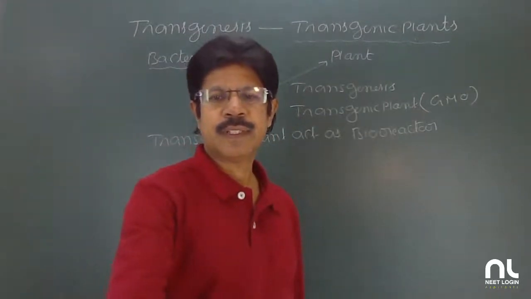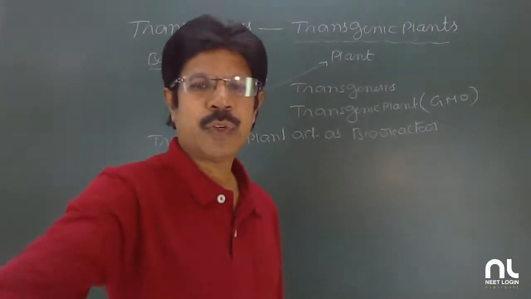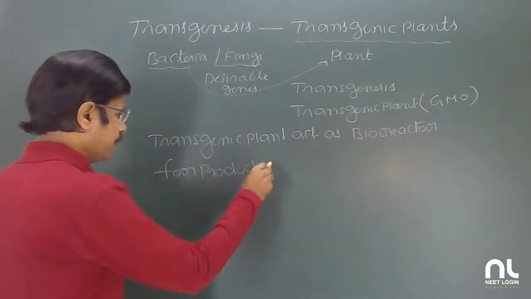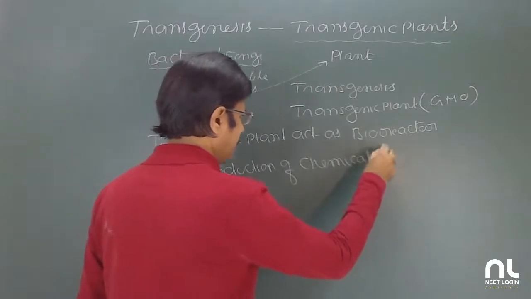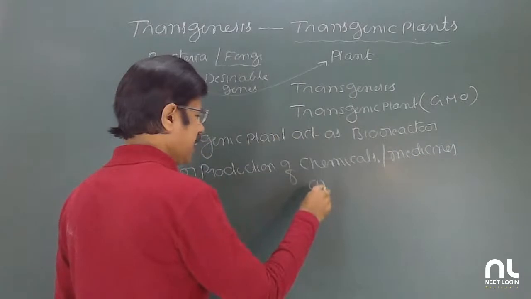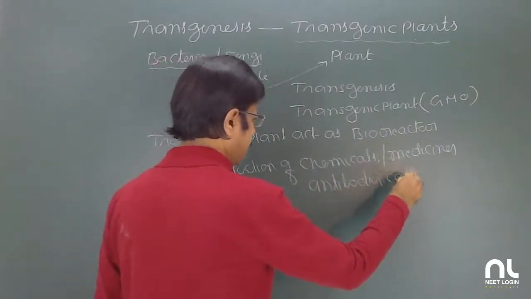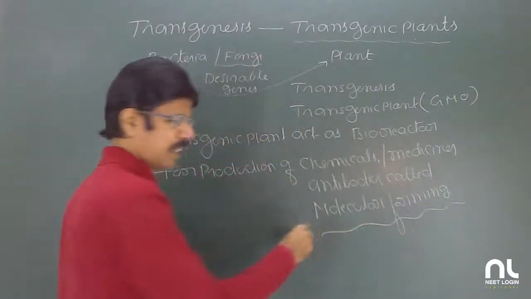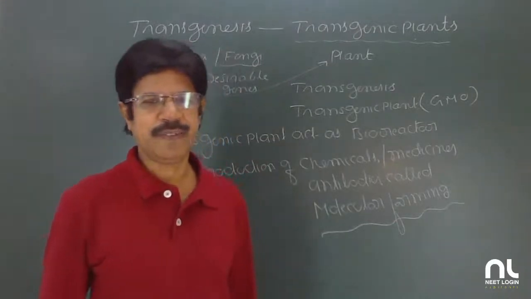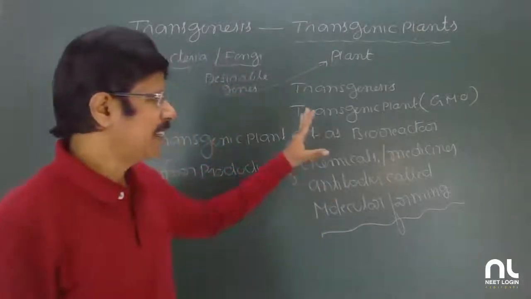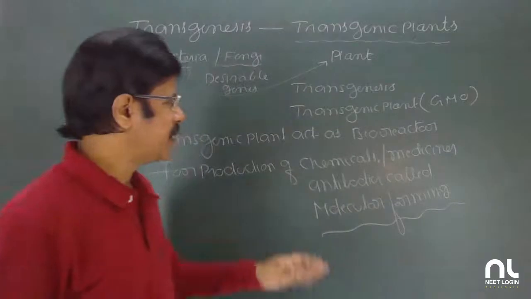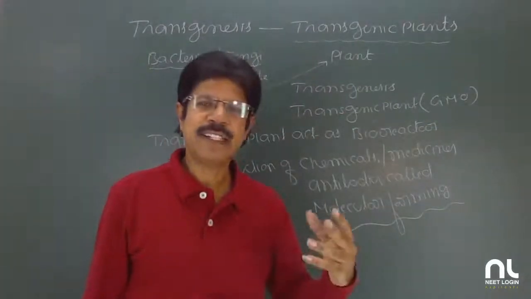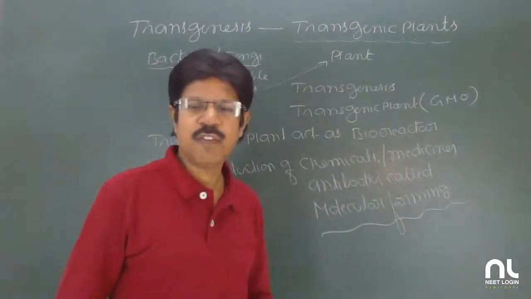So the transgenic plants act as bioreactors for the production of chemicals, medicines, and antibodies, called molecular farming. It is a kind of farming. What do you call it? Molecular farming. In molecular farming, which is the bioreactor? Transgenic plants are the bioreactor. How are they made transgenic? By transfer of genes from unrelated organisms like bacteria and fungi to the plant. What do you call that? Transgenesis. The plant is a transgenic plant. The farming is called molecular farming.